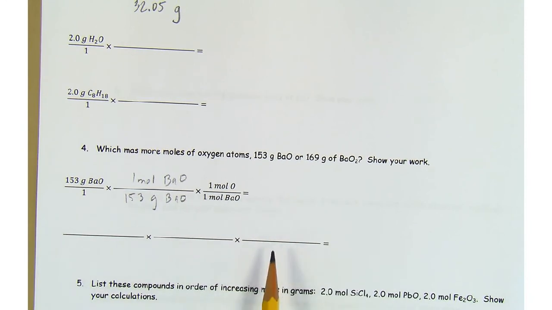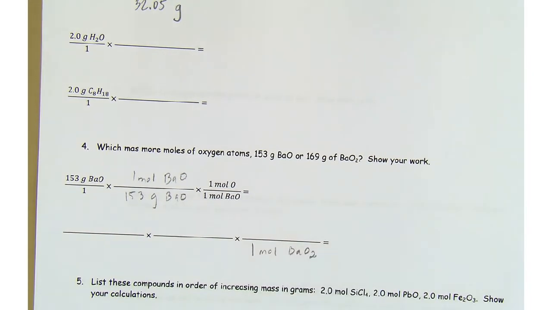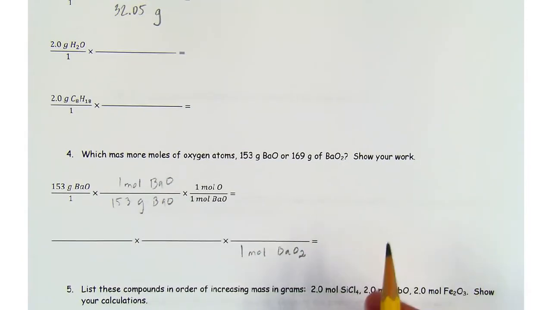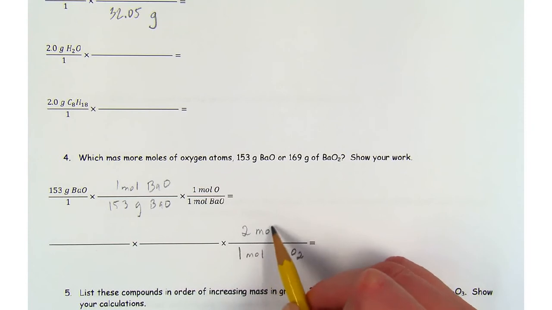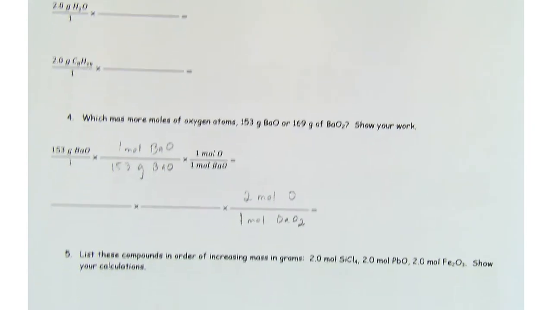This last piece, though, is the tricky piece. In 1 mole of BaO2, barium dioxide, how many moles of O2 are there? If you said 2, you had the correct answer. So there are 2 moles of oxygen. So that should help you figure that out.